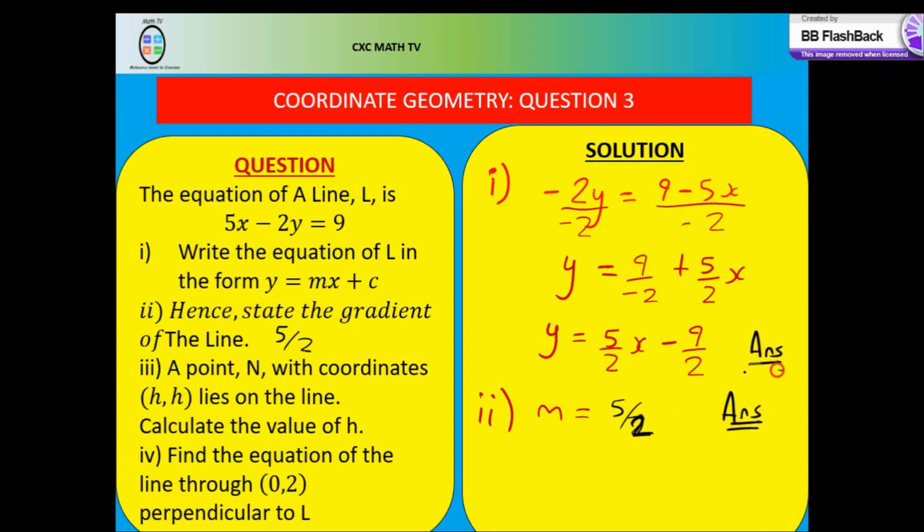Part 3 seems like it's gone tricky, doesn't it? It says N has coordinates (h, h). So what are they telling us? They're telling us that the x value is h and the y value is h. Find the value of h.